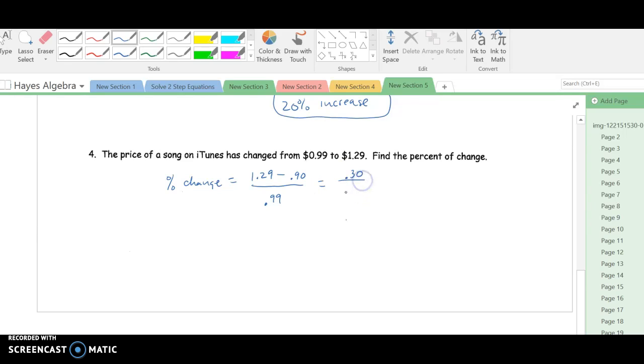When we take 0.30 and divide it by 0.99, we end up getting 0.303, and we're going to round that to 0.30. So we're going to say it's about a 30% increase in price.